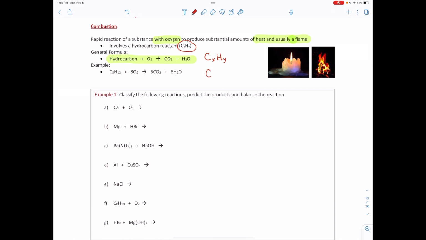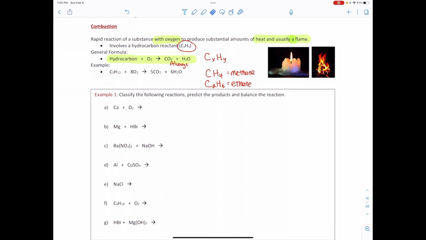So for example, CH4, this is methane. We can have, for example, C2H6. This is ethane. Any combination with carbon, hydrogen, and sometimes oxygen, is called a hydrocarbon. You need a hydrocarbon in order to have a combustion reaction. And for a combustion reaction, the products are always going to be carbon dioxide and water. So it's always going to end up with some carbon dioxide and water.